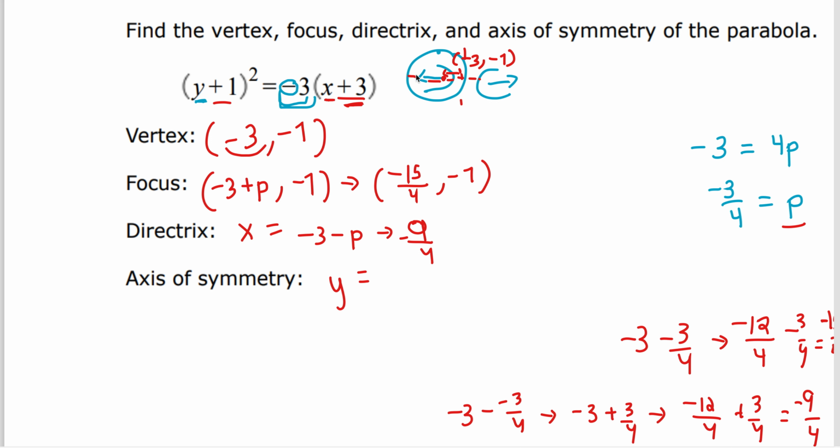And the axis of symmetry is simple. Remember, it's wherever we're cutting in half the parabola, which is the horizontal line. So it's this one, right? So it's y equals -1.